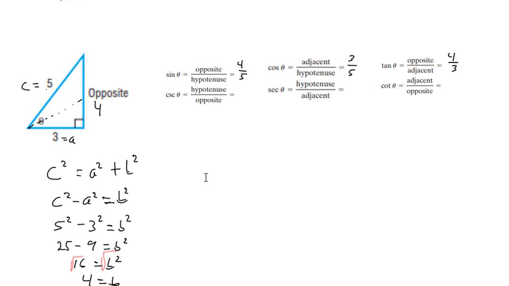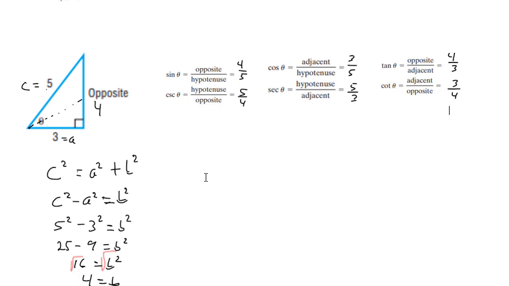What about cosecant? Hypotenuse divided by opposite, which is 5 over 4. Hypotenuse divided by adjacent is secant, which is 5 over 3. And the last one, cotangent, is 3 over 4. Okay, as you can see, we can find a relationship between those trigonometric functions.